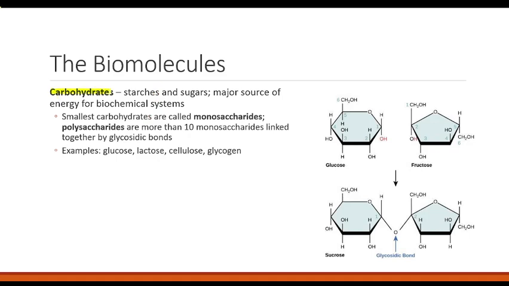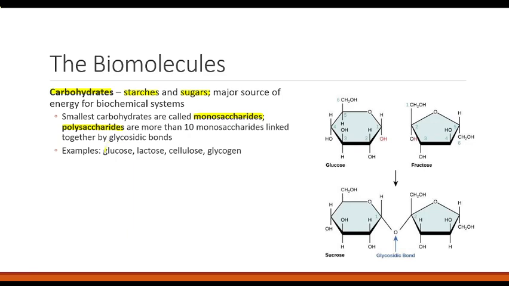So let's talk about the biomolecules, the first of which are carbohydrates. Carbohydrates are starches and sugars. They are a major source of energy for biochemical systems as well as providing structural integrity, or protective structures such as cellulose and peptidoglycan for bacteria. The smallest carbohydrates are called monosaccharides. This is the monomer for the carbohydrate, and the polymers for carbohydrates are called polysaccharides, which in biochemistry are defined as more than 10 monosaccharides linked together by glycosidic bonds.